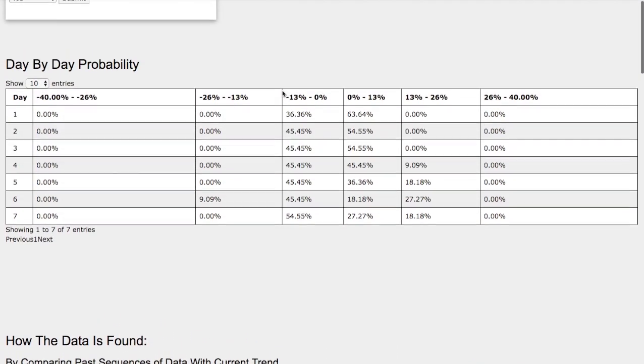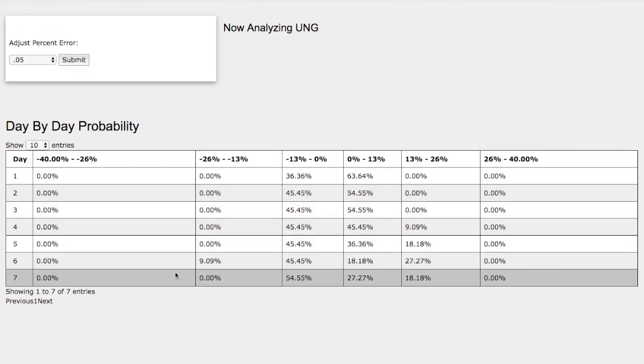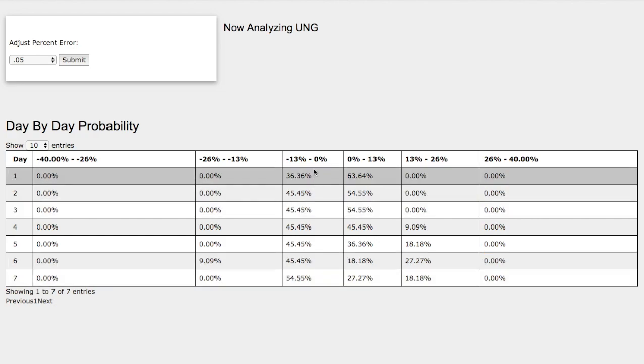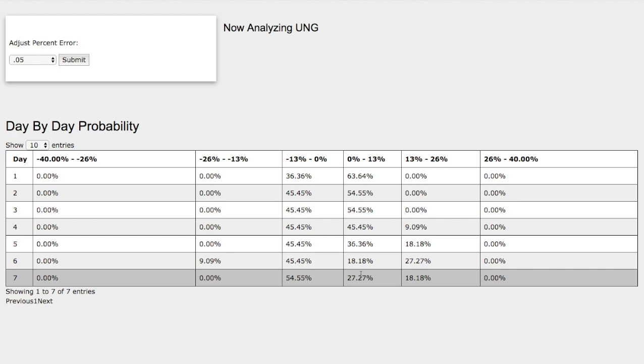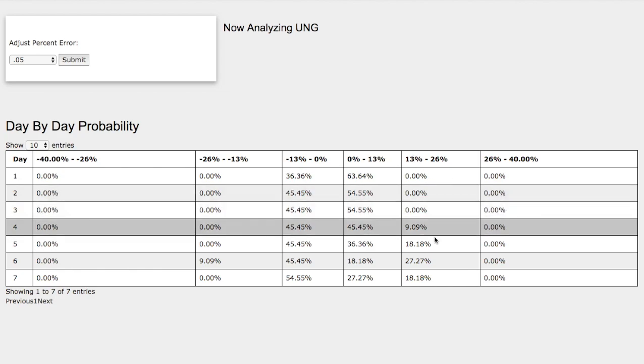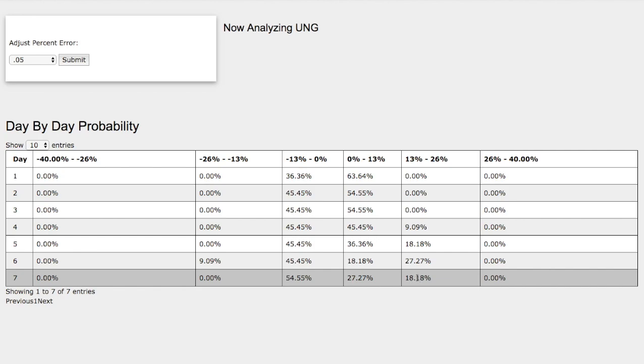So back to the day-by-day probability model. So as the days progress to the 7th day, we see a slight favor to the downside. We have a 55% chance of natural gas heading down, between 0 to 13% down. As for the upside, we have a 27% chance for natural gas climbing, between 0 to 13% up. And on the extreme case, we have a, I should say 18% chance of natural gas climbing higher, so 13% to 26%.